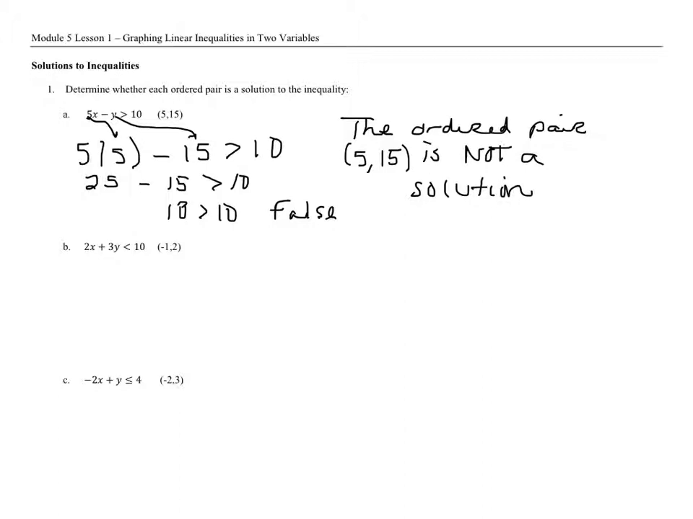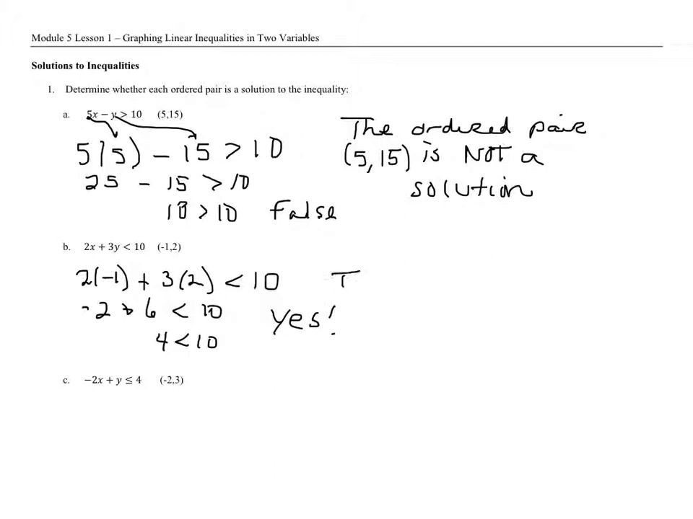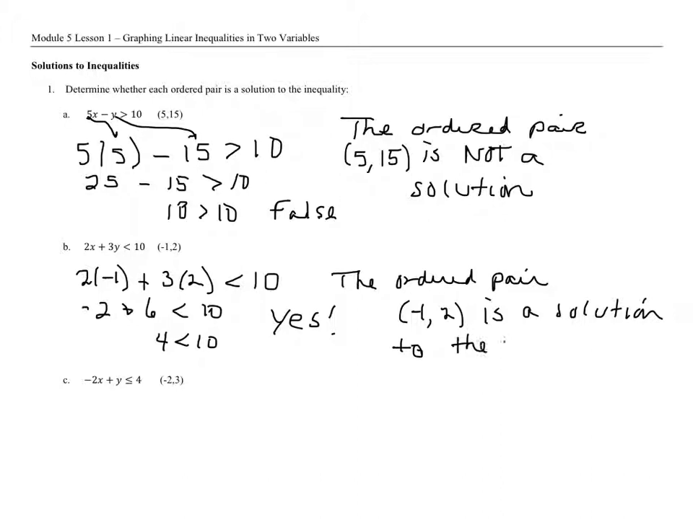So let's do B. Similarly, I'm going to put -1 in for x and 2 for y and determine whether it's true or false. -2 plus 6 is less than 10. 4 is less than 10. Yes, the ordered pair (-1, 2) is a solution to the inequality.